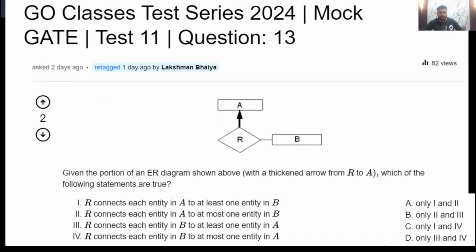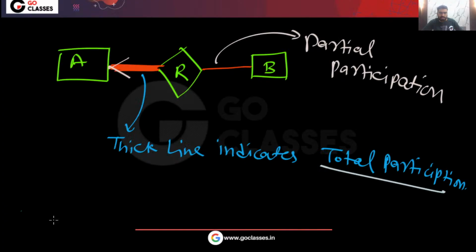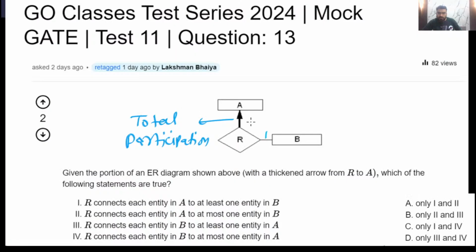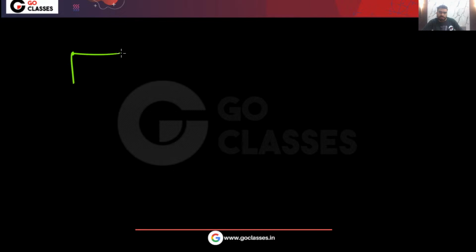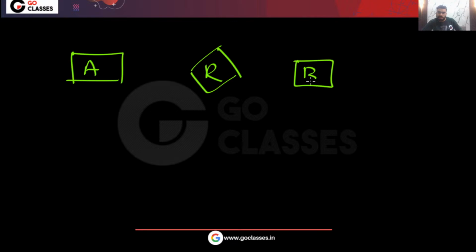I hope you understood. Here this has total participation, so you can see there is a total participation here. Also, what else is given? You can easily see that this arrow indicates one, so this is one to many, because the arrow indicates one. So you can easily see that this is A, this is your relationship R, and this is the entity set B.